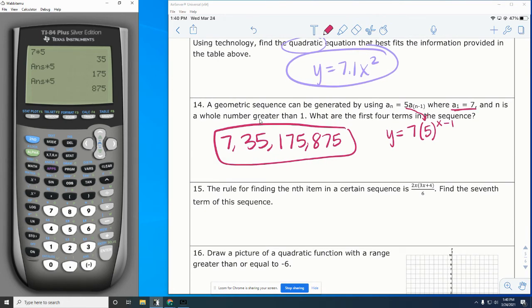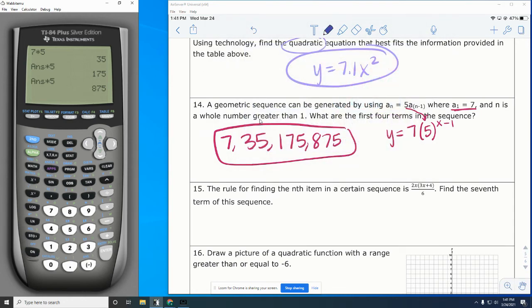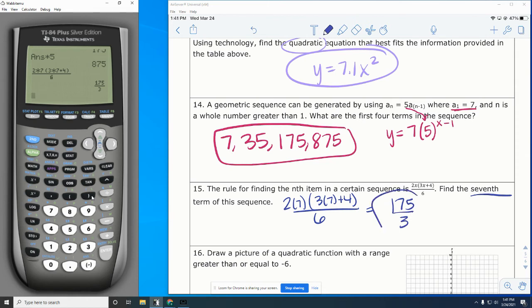Number 15, we have a rule for finding the nth term for a certain sequence shown. Find the 7th term of the sequence, so we're going to plug in 7 for x. So I have 2 times 7 out front, and then in parentheses, 3 times 7 plus 4, and then a 6 on the bottom, and we get 175 divided by 3.